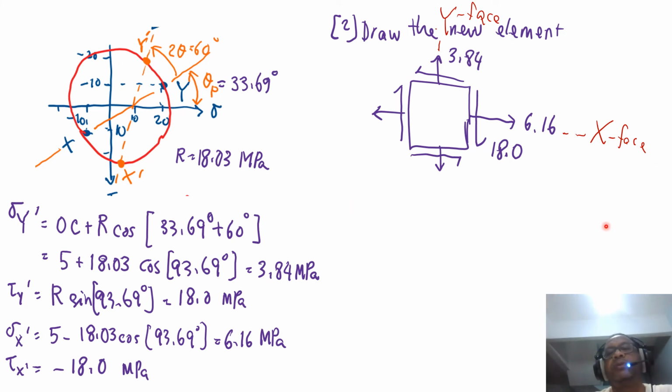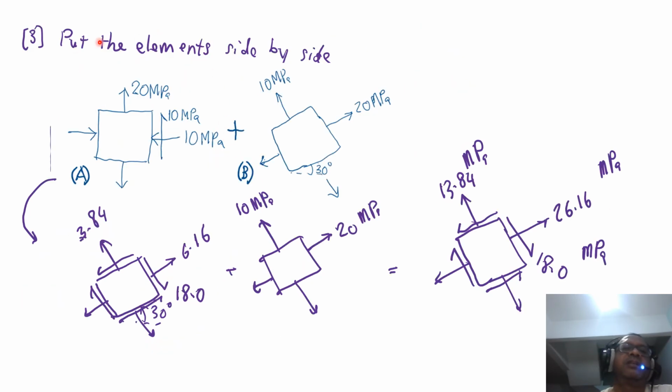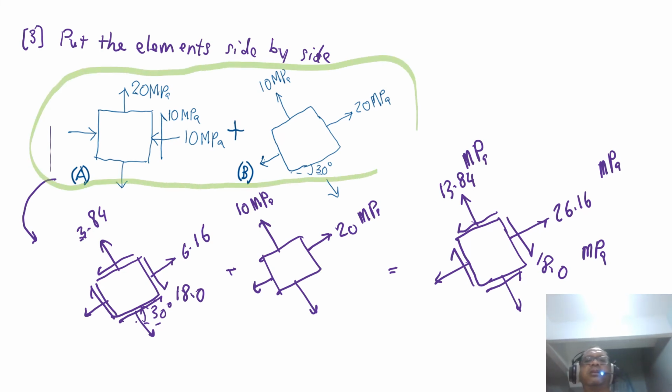So then, what do we do? When we have the stress element, we now can put it side by side with the stress element previously. So we put the element side by side. Initially, it was like this. This is the initial state. This was the question that was given to you. But what we did was we rotate our element A to be in line with element B.